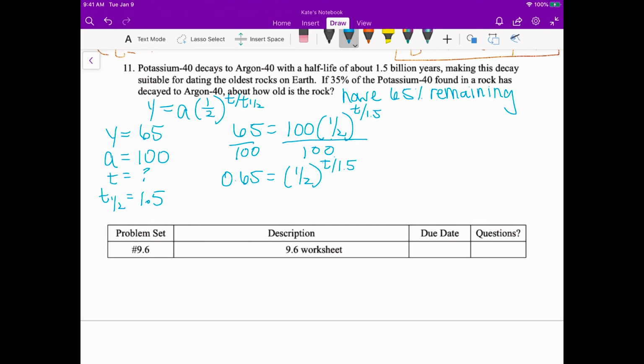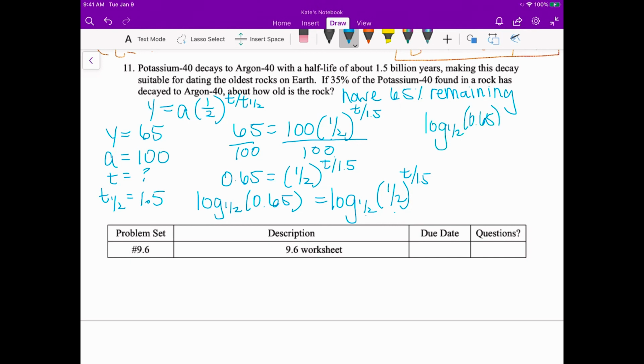Again, this is an exponential equation because my variable is an exponent. My exponential base is 1/2, so I need to use a log base 1/2 and apply that on both sides. So I'm going to have log base 1/2 of 0.65 equals log base 1/2 of 1/2 to the t divided by 1.5. Because my log base and exponential base are the same, it's going to equal my exponent. So we end up with log base 1/2 of 0.65 equals t over 1.5.